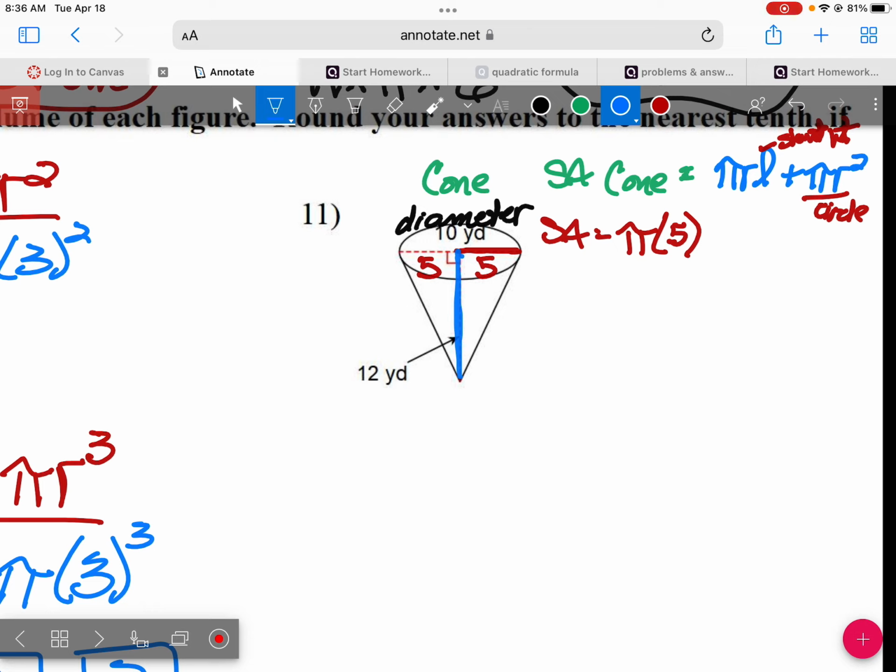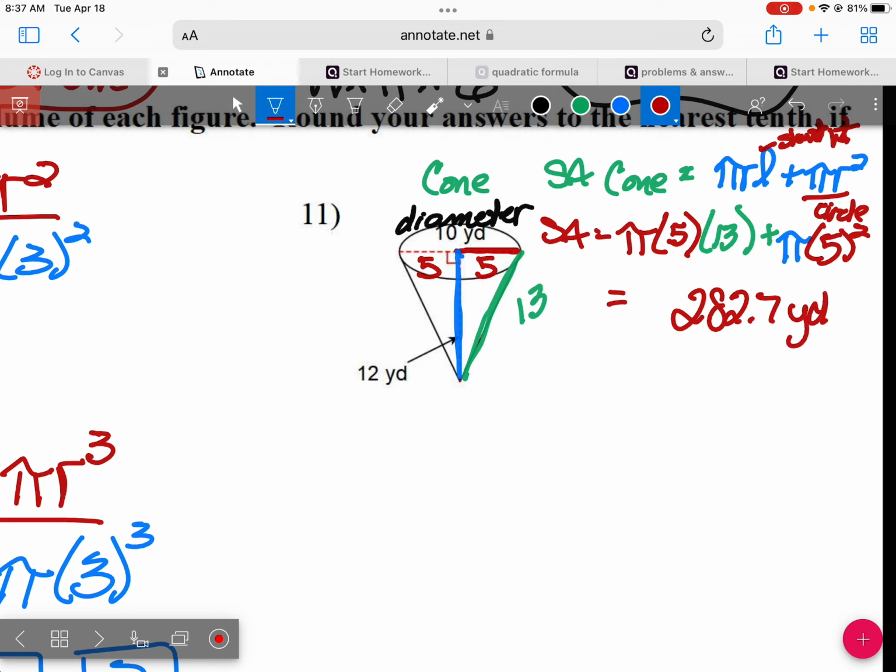The answer 13? No, that's the Pythagorean theorem answer. Yes, that's the Pythagorean theorem answer, which is 13. So that's a slant height of 13. Plus pi r, which is 5 squared. Surface area should get you 282.7 yards squared. And what'd you guys get for volume?